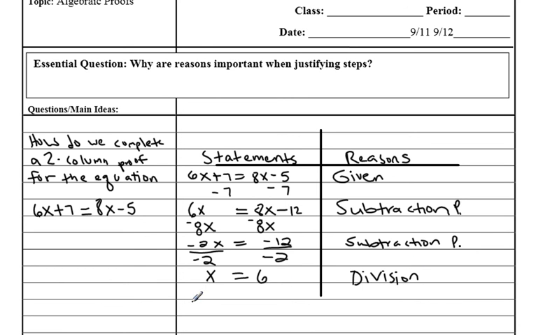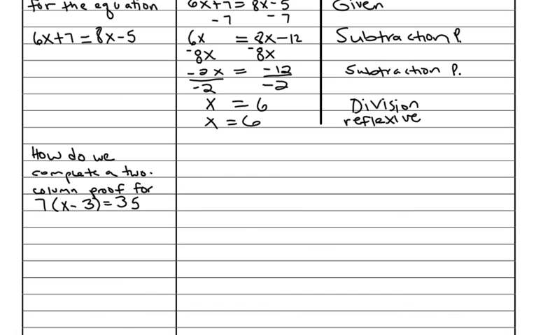And let's just say that I rewrote x equals 6 again. Well, if I rewrite the same thing again, we would call that the reflexive property. And we're not really going to do that with the algebra, but we are going to do that a lot in geometry, so I just wanted you to get used to it.